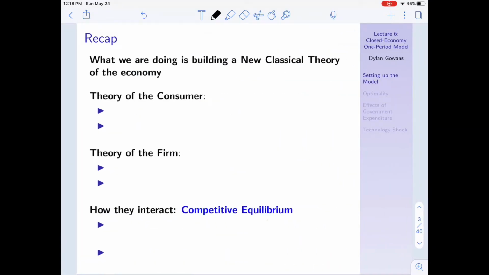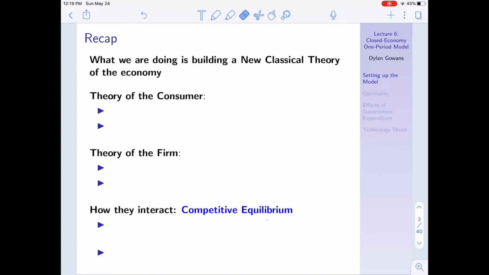So just to recap, recall that what we're doing right now is building this new classical theory of the economy. In about the 1980s, these new classical economists came around and said we need macroeconomic models that start from micro foundations, where all decisions by firms and by consumers are based on microeconomic optimization. That's why last week we looked at both the theory of the consumer and the theory of the firm from this microeconomic angle.